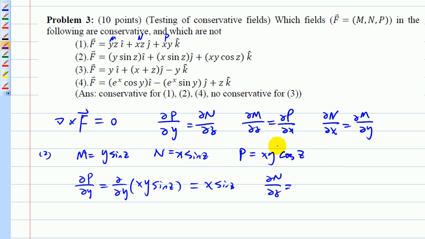Hang on a sec. This is cosine z. So dn over dz, this is x sine z, and you consider x as constant, so you get cosine z. So they're the same. You can keep going, and you'll see for part 2 it's a conservative field.